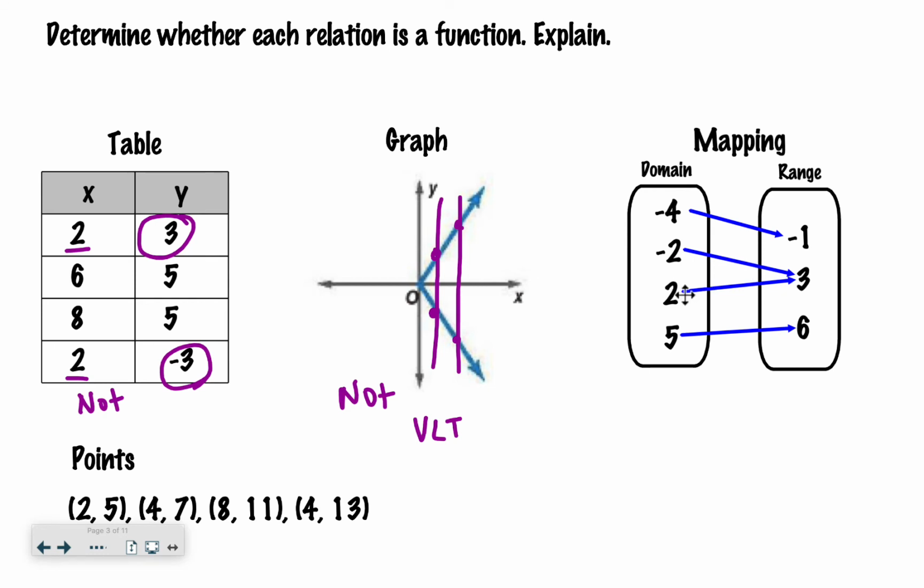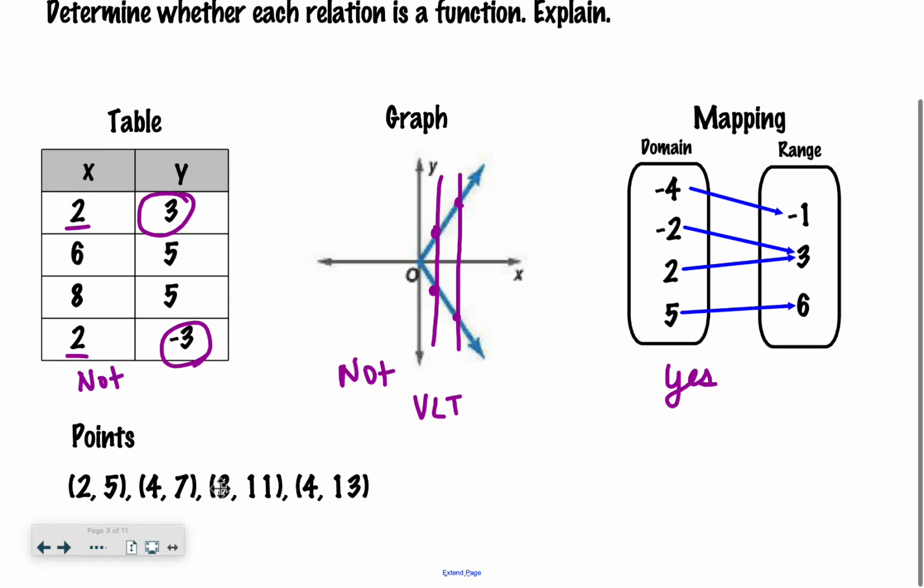This 2 only has one line. This 5 only has one line. So this is a function. Some people get confused because this 3 has 2 arrows pointing at it, so they say it's not a function. But really, the range doesn't impact whether it's a function. What impacts a function is the domain, the x value.